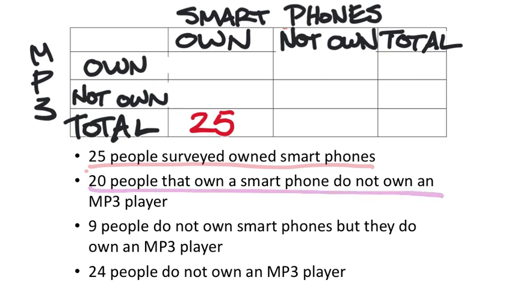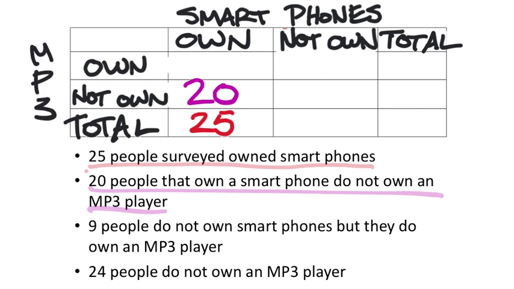20 people that own smartphones do not own an MP3 player. So they own a smartphone, that's this column right here. It says they do not own an MP3 player, that's this box right here because it's not own MP3 players. So for this one, that was 20 people. So there's a 20 right there.